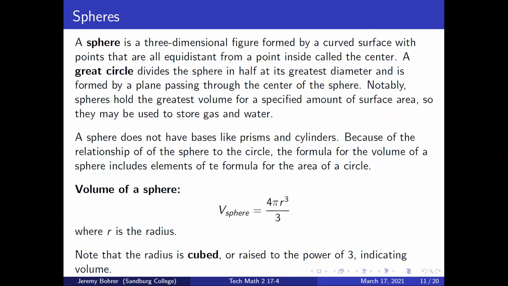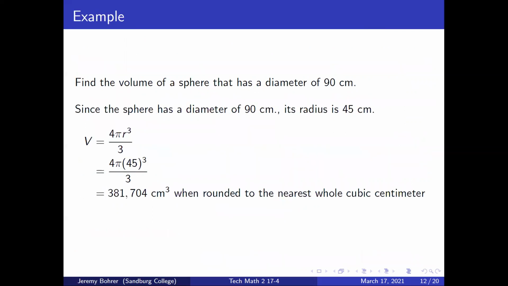Because of the relationship of the sphere to the circle, the formula for the volume of a sphere includes elements of the formula for the area of a circle. The volume of a sphere, V sphere, is equal to 4 times pi r cubed over 3, where r is the radius. Note that the radius is cubed, or raised to the power of 3, indicating volume.